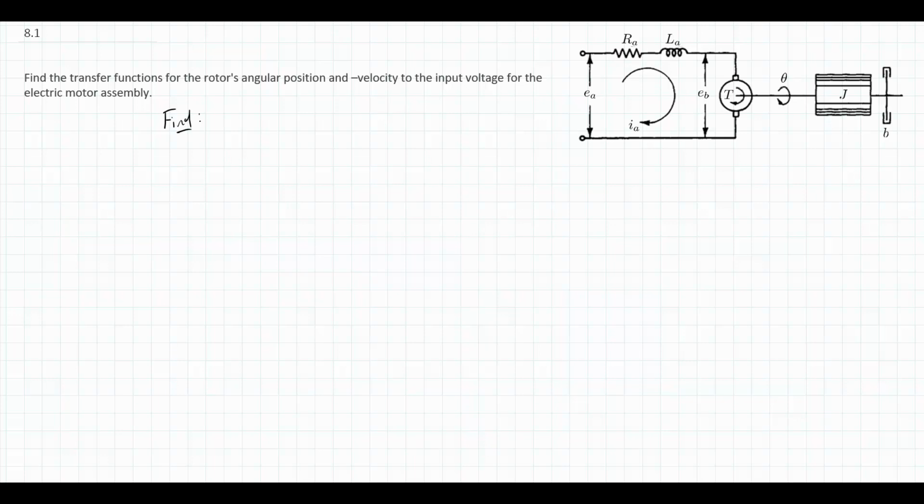So we want to find the angular position, which will be capital theta over EA, and we want the angular velocity, so I'll call that capital omega over EA.